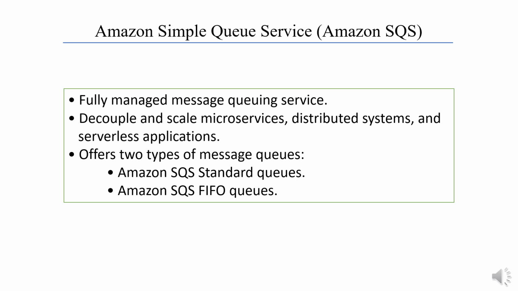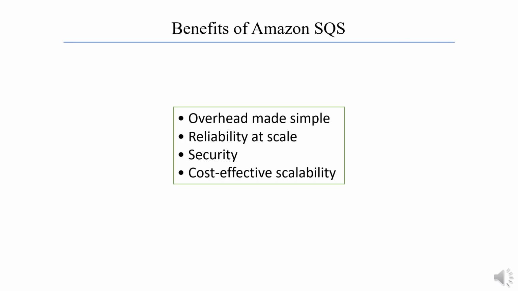Amazon SQS offers two types of message queues: Amazon SQS Standard Queues and Amazon SQS FIFO Queues. Amazon SQS Standard Queues offer maximum throughput, best effort ordering, and at least once delivery. Amazon SQS FIFO queues are designed to guarantee that messages are processed exactly once in the exact order that they are sent. Let us talk about key benefits of Amazon SQS.